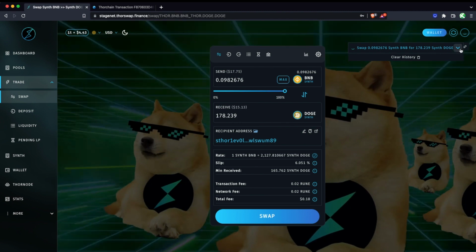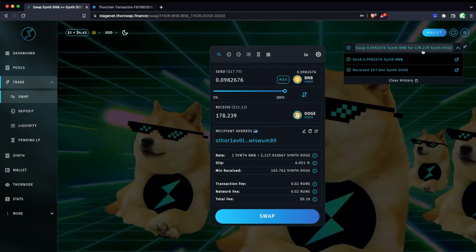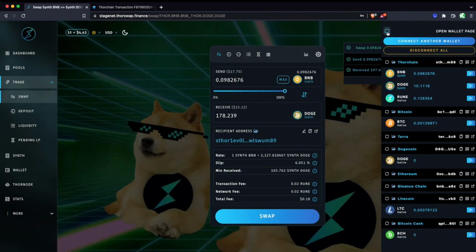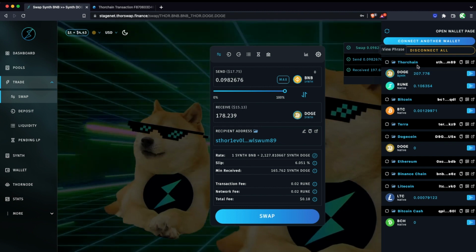We'll see it pending. And seconds later, we've got our synth Doge. We can check our wallet, give it a refresh, and there's our synthetic Doge again under our THORChain wallet.